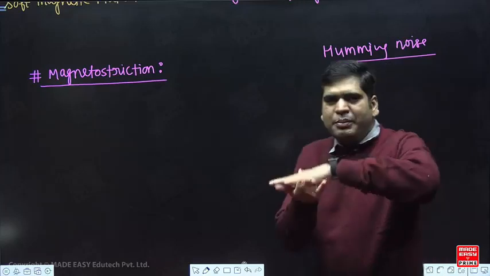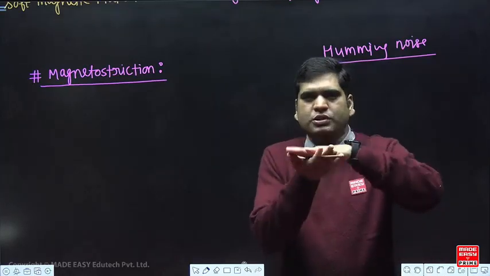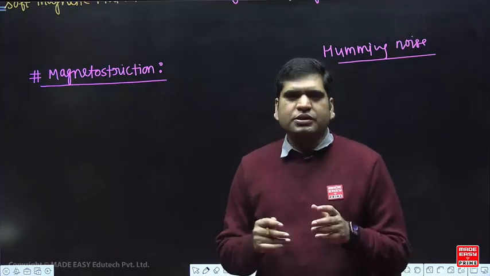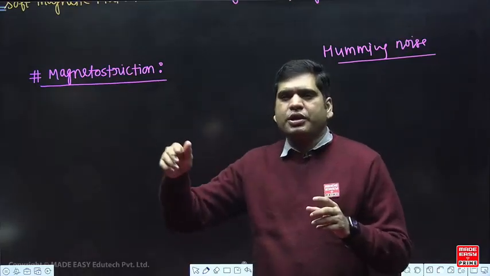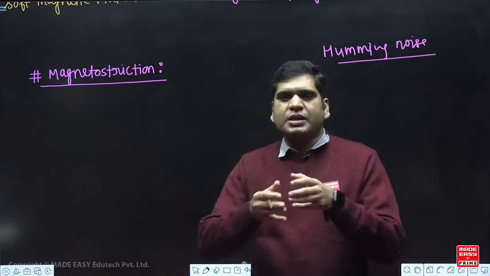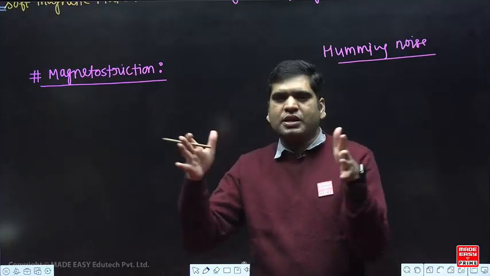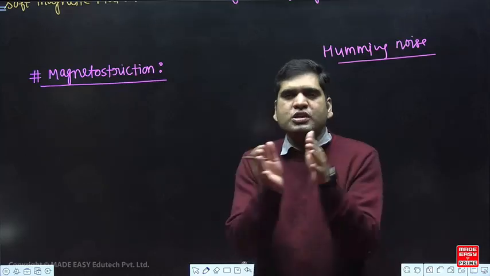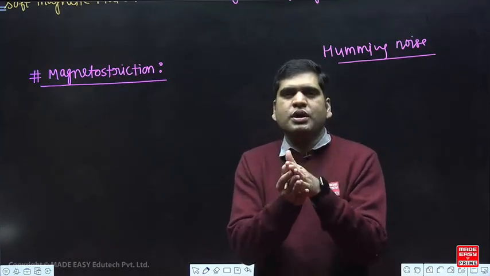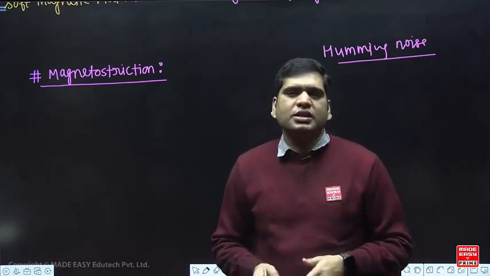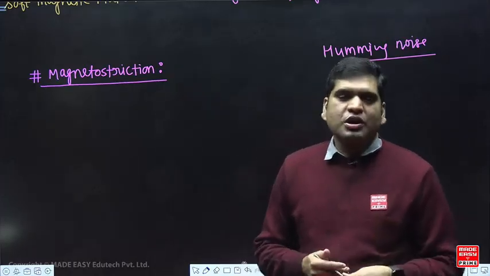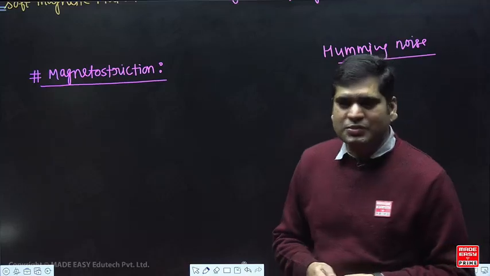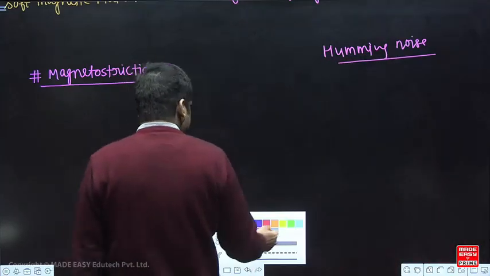Actually your cores are laminated, stacked one on top of another, and your magnetic field is alternating. So in the positive cycle, if expansion takes place, in the negative cycle compression takes place. So expansion, compression, expansion, compression, because of which these cores make friction on each other, and this noise is due to that friction. So this magnetostriction is responsible for the humming noise in the transformer. Let us define it in one line.